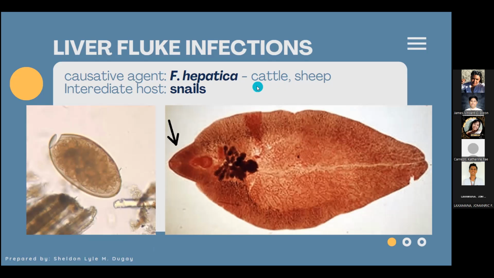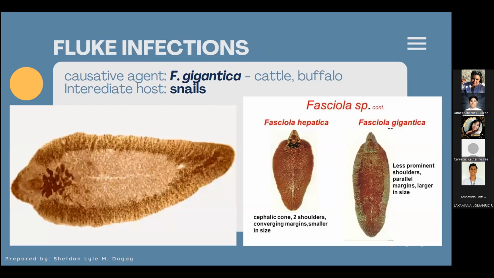So yung mga eggs na to, napupunta sila sa mga snails. Tapos kapag nag-grow sila dun sa snails, pwedeng napunta sa tubig, pwedeng mainom yun ng mga cattle, ng mga sheep, ng mga buffaloes, or ng mga kalabaw. Ganun sila natatransmit through snails. Tapos yung species naman na nagko-cause ng liver fluke infection sa cattle at buffalo, yung Fasciola gigantica. Tapos intermediate host din nila is snails.